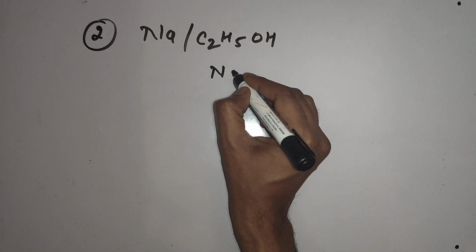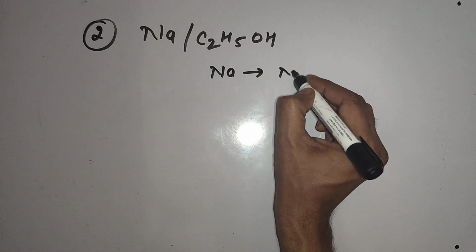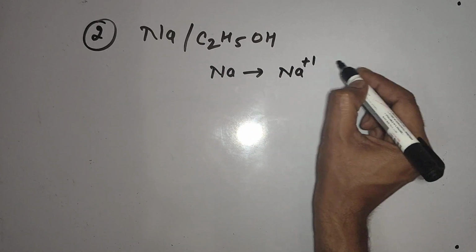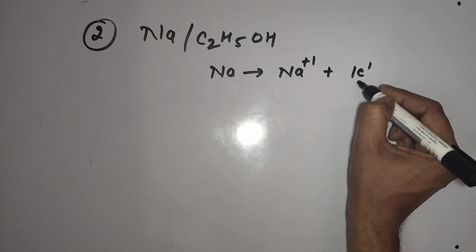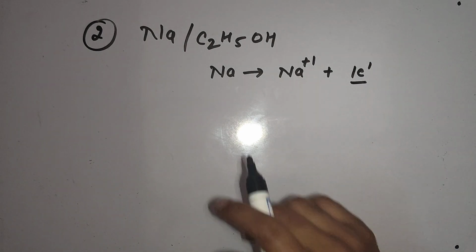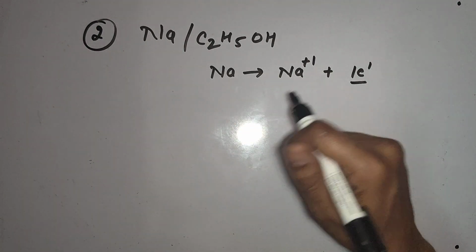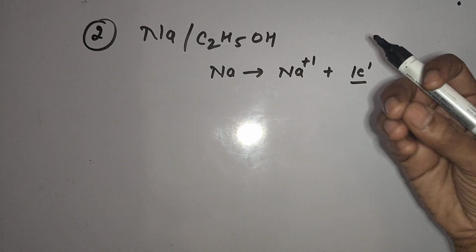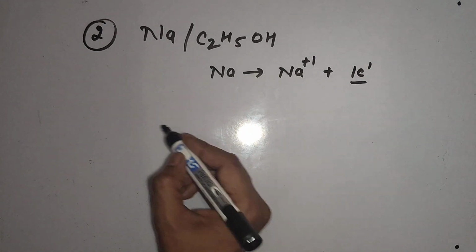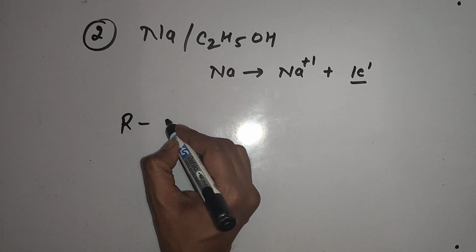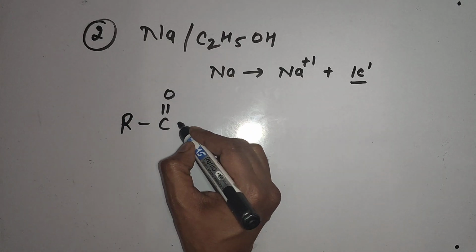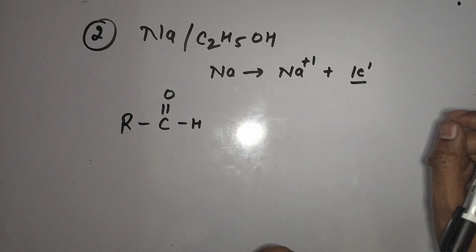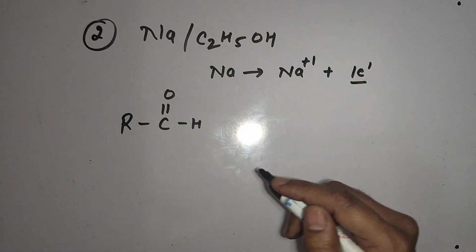We know sodium is a metal going to lose one electron. Sodium always has a tendency to lose electron. Not only sodium, other metals also lose electron. Now where will this electron go? I am using aldehyde. You will try by ketone by yourself. Same mechanism it will be.